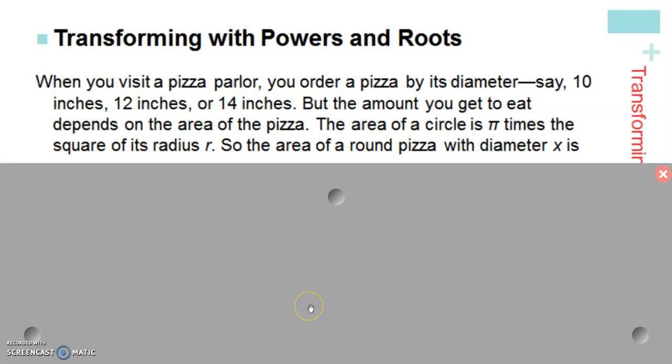So what we're going to look at first is using powers and roots. Not logarithms yet, that'll come in our next lesson, but we're going to look at powers and roots today. Let's say you visit a pizza place and you order a pizza by its diameter. You either get a 10-inch, a 12-inch, or a 14. However, the amount of pizza you get to eat doesn't depend on the diameter, it depends on the area. The area of a circle is pi times the square of its radius.